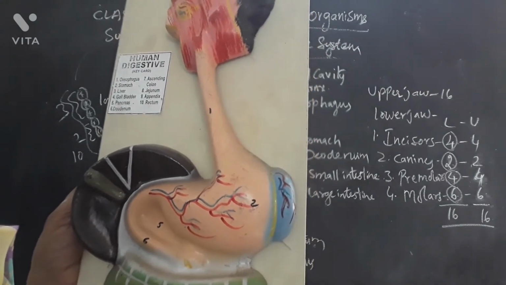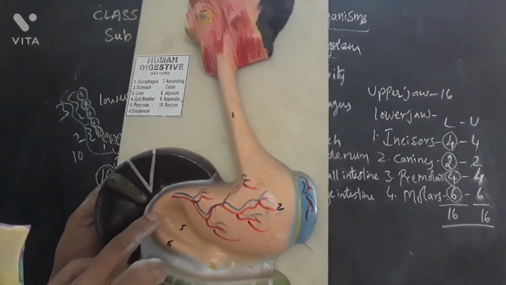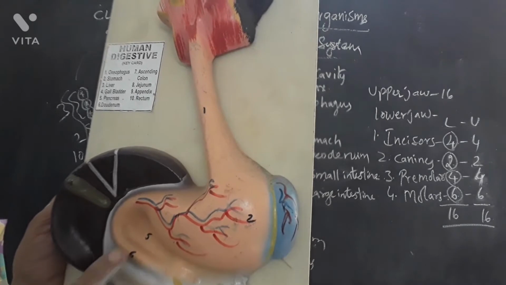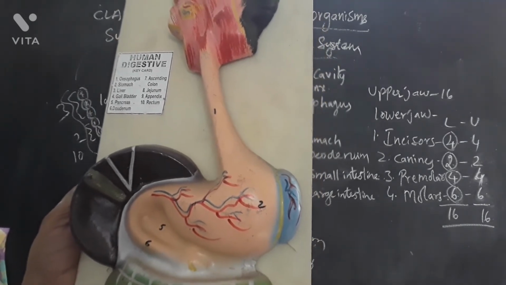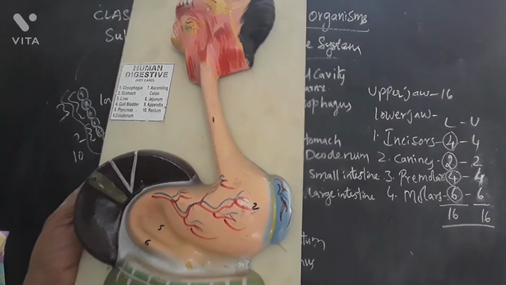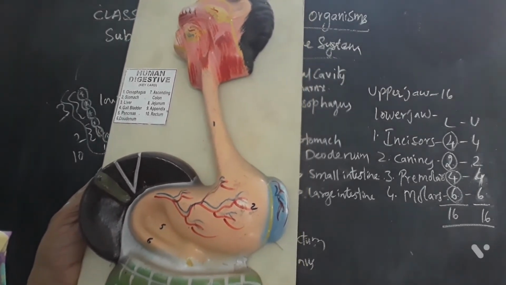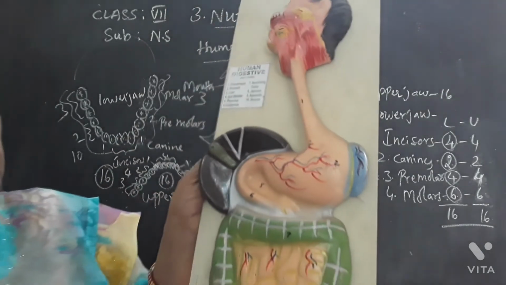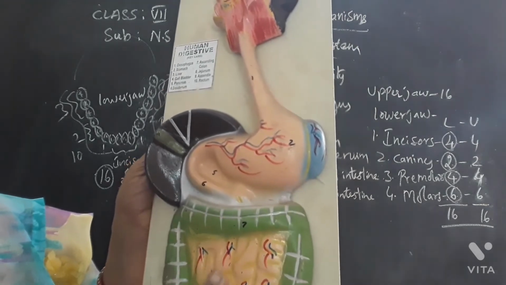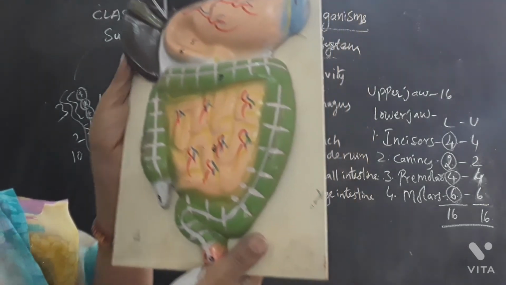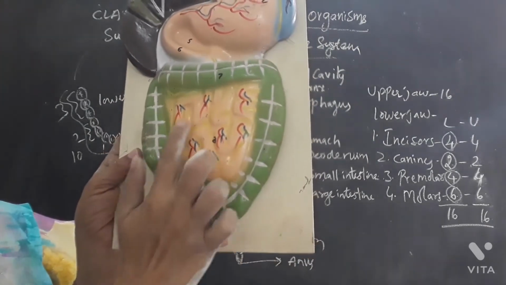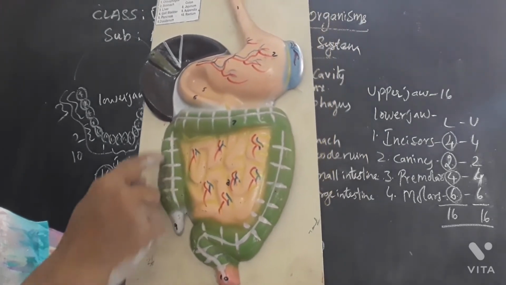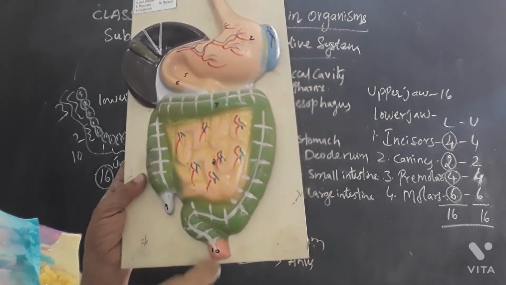Okay children, the first part of the small intestine, as I told you, is the duodenum, and the food reaches the small intestine, which is 6 meters long, and digestion is completed in the small intestine. The finger-like projections in the small intestine are called villi. Hope you have understood, children. From there the food reaches the large intestine, rectum and anus.